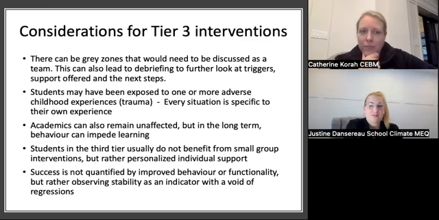This is a really important last point for this slide. So basically, success is not quantified by improved behavior or functionality, but rather observing stability as an indicator with an avoidance of regressions. What we're explaining in this particular point is that sometimes consistency is a demonstration of success. If we are able to create a consistent and stable level of behaviors or expectations within the classroom or within the school, even if it's not in the class, that's okay. That's an indicator that things are progressing, improving or stabilized, and that the behavior is not regressing further.